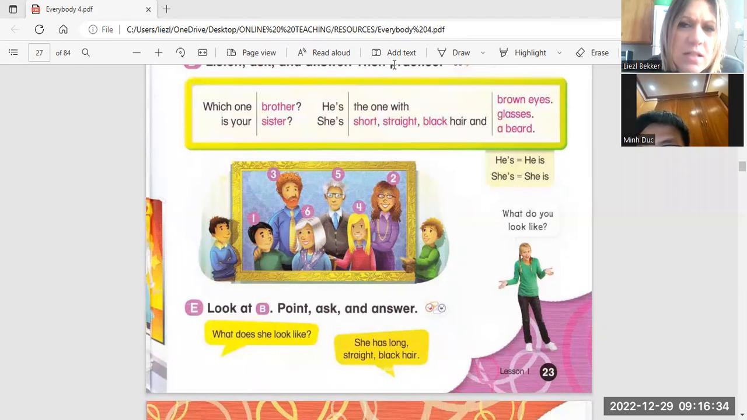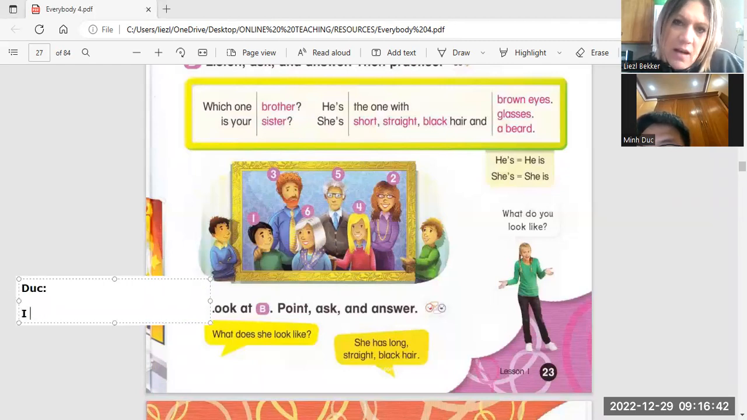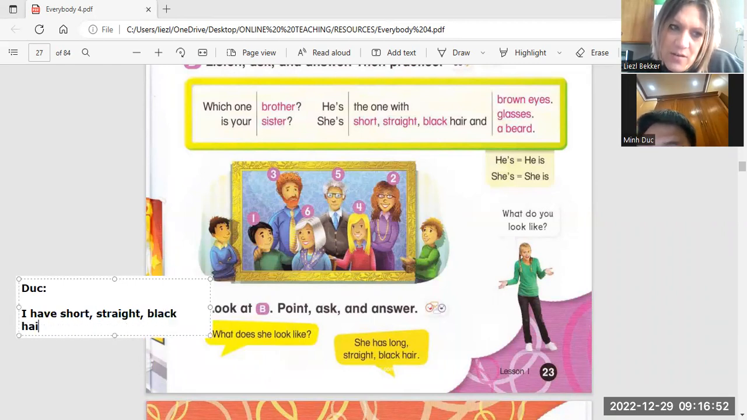Okay, what do you look like? So let's say Duke, what do you look like? I have short, straight, black hair and brown eyes. And brown eyes. What does your father look like?